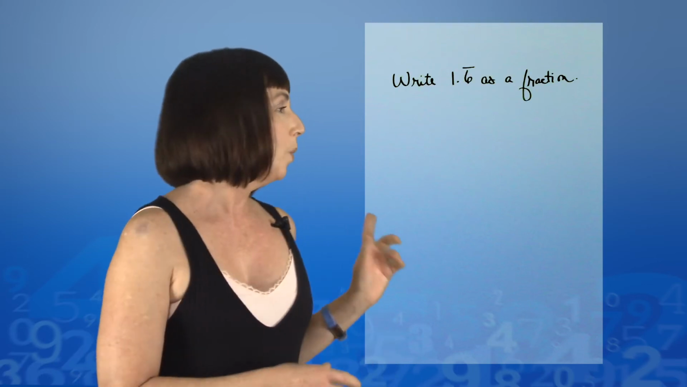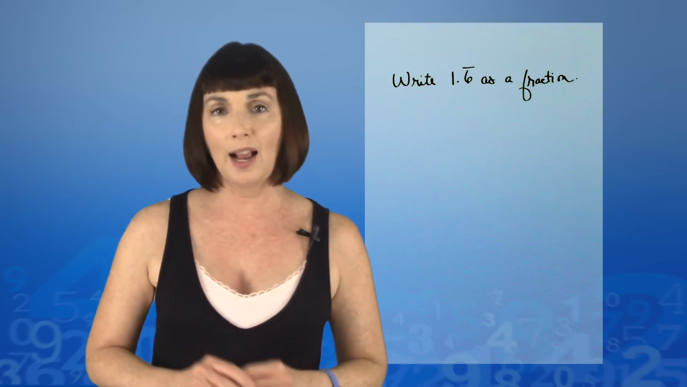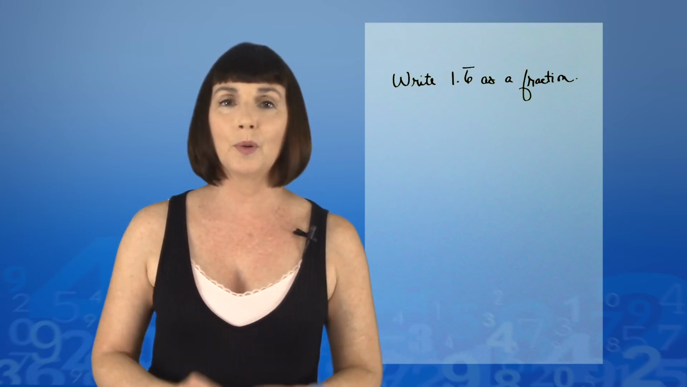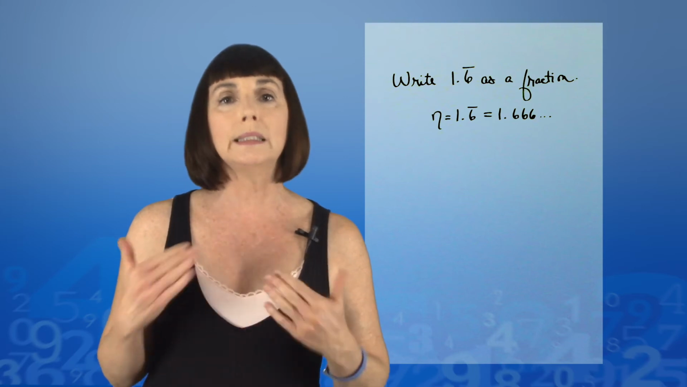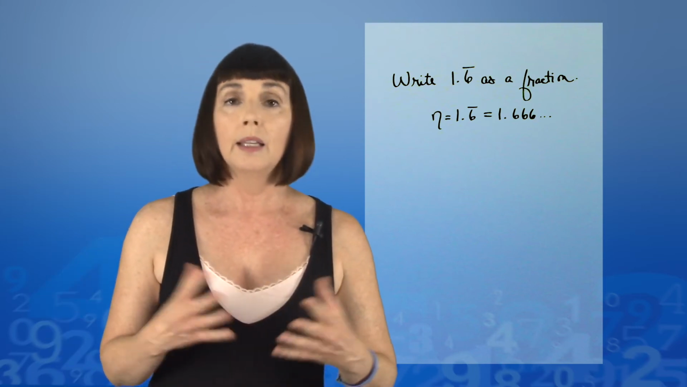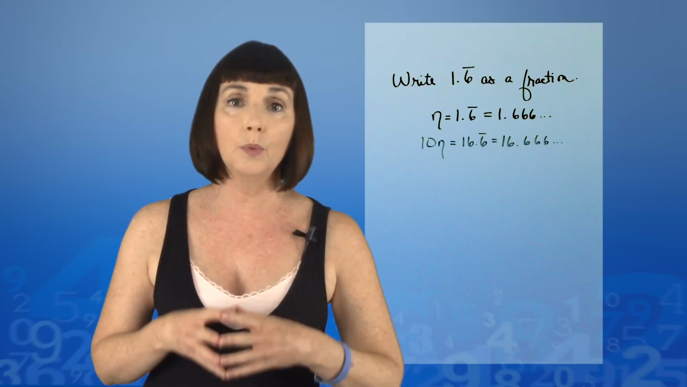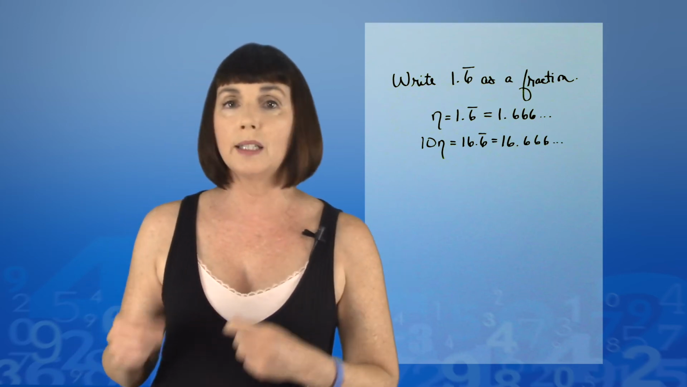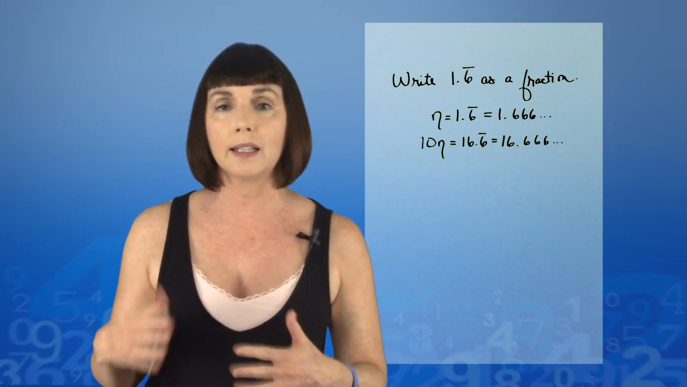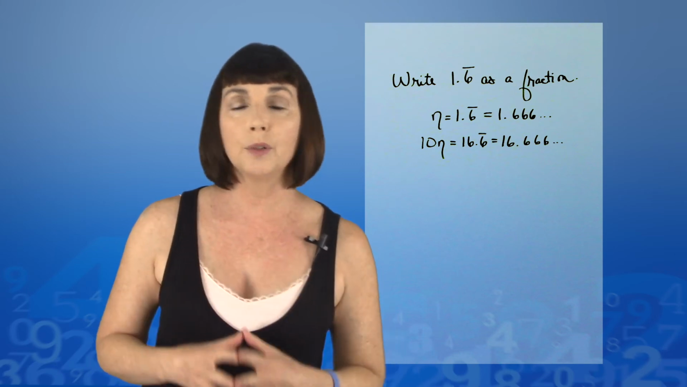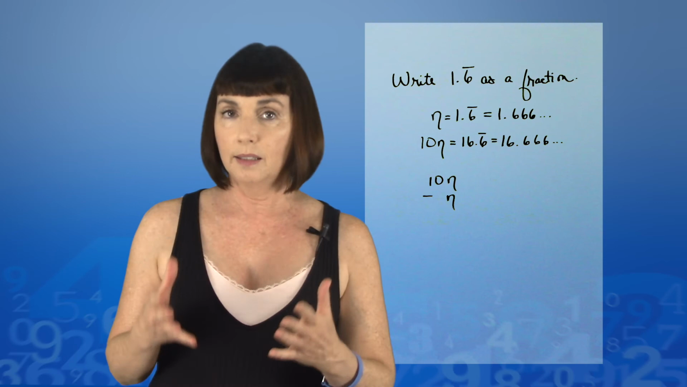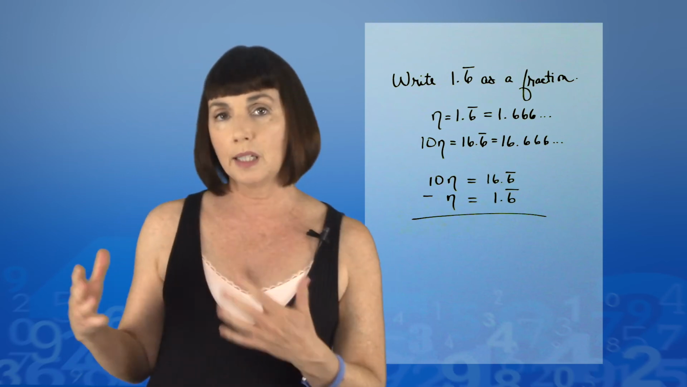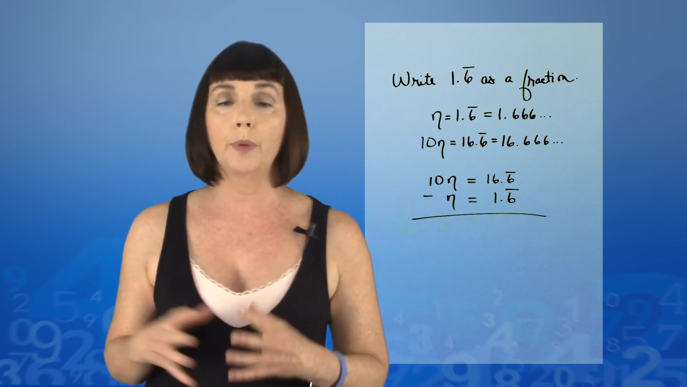Okay, here's our last problem. Write 1.6 repeating as a fraction. All right, so again, I'm going to say n is equal to our value, 1.6 repeating. That's 1.666, etc. Now, that means that 10n is equal to 16.6 repeating, or 16.666, etc. Now I can do my subtraction, and I get 10n minus n is equal to 16.6 repeating and 1.6 repeating.